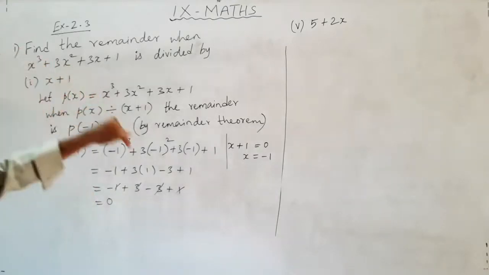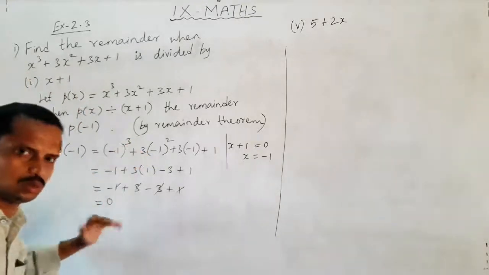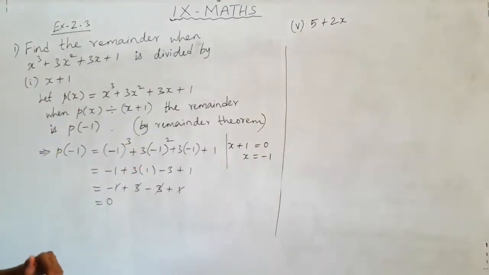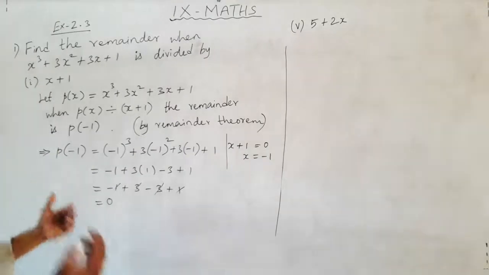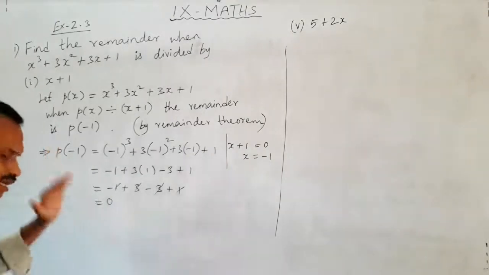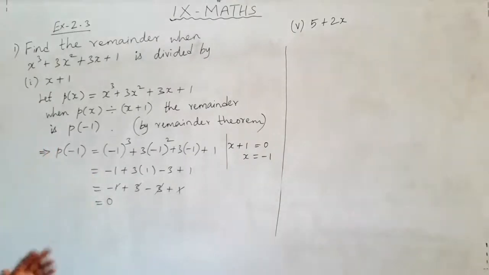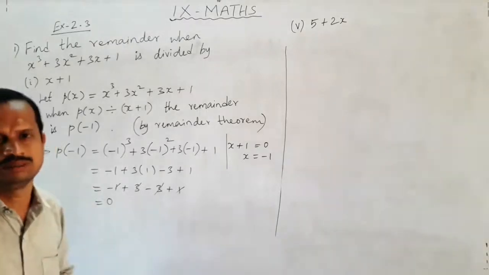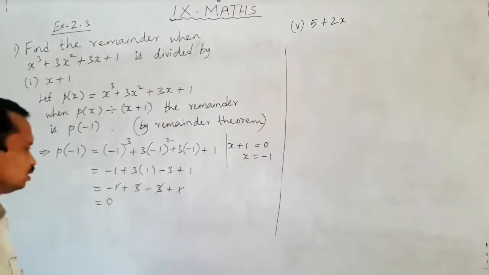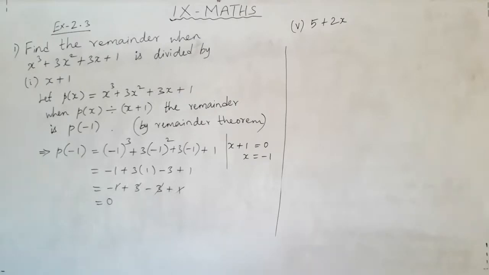So directly we have found the remainder of p of x, the given polynomial, when divided by x plus 1. The remainder is 0. When you do actual division also, you will get the remainder as 0. So the remainder theorem says we can find the remainder directly. That's all. And coming to the next one.